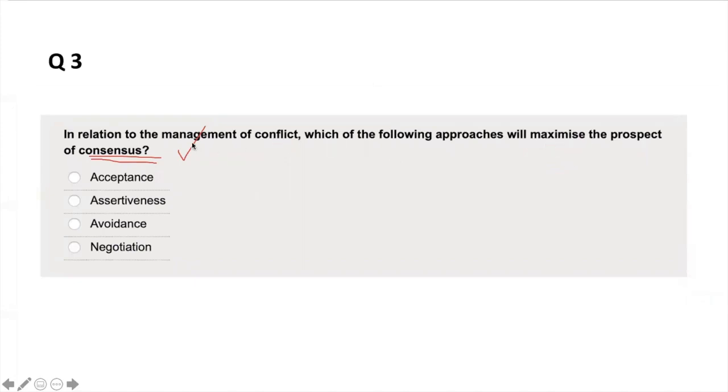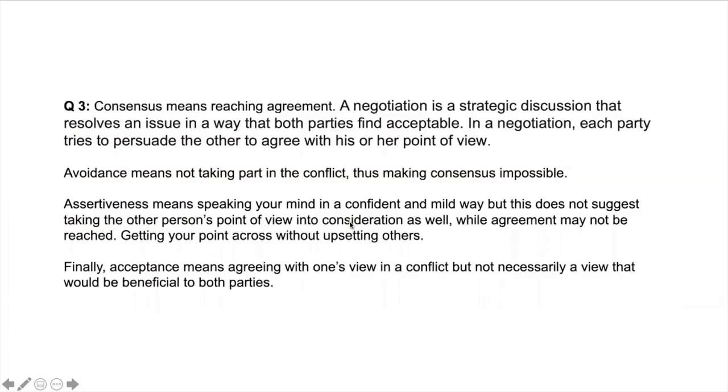One is called acceptance, the other one is called assertiveness, the other one is called avoidance, and the other one is called negotiation. So again, as a theoretical question, we need to know what these mean, which helps us better to deal and manage conflicts, okay? So let's go to the theory again. Consensus means reaching agreement, and we did talk about that just a moment ago. So consensus, we want to reach agreement. And one of the best ways is negotiation.